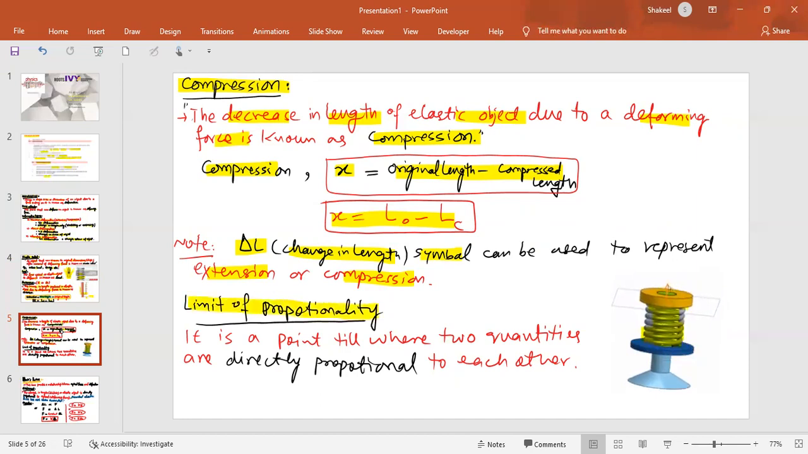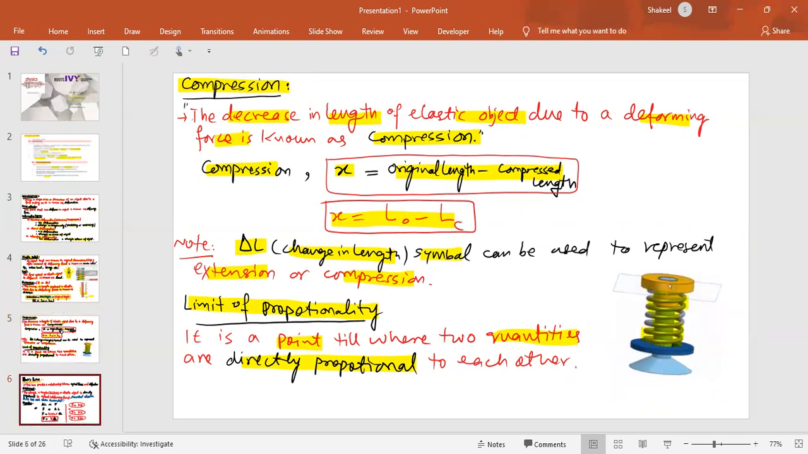What is limit of proportionality? It's a common sense thing. It is a point in the graph till where the two quantities are directly proportional to each other. Like you plot a graph between two quantities, and till the point till which the line is straight, it means both the quantities are directly proportional.